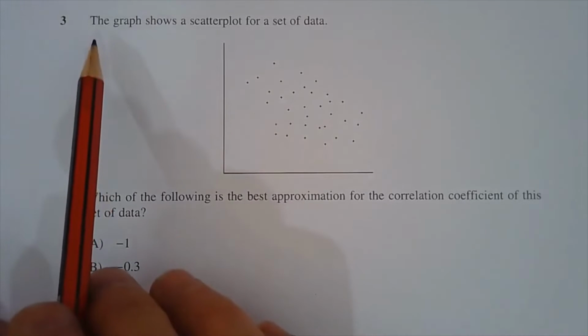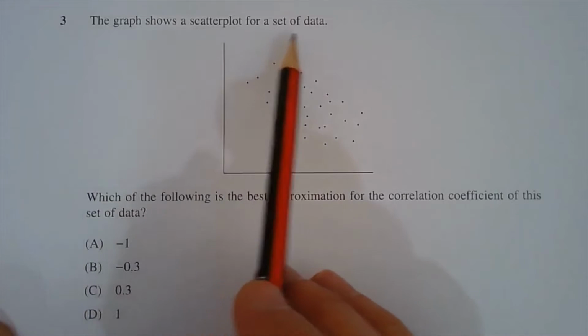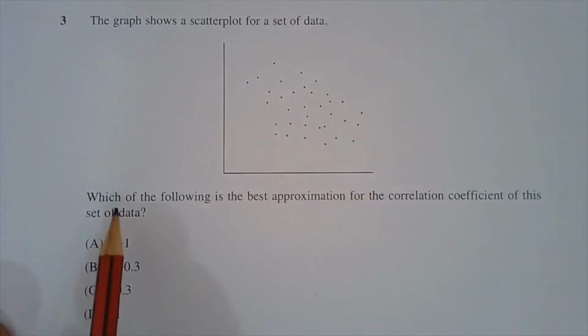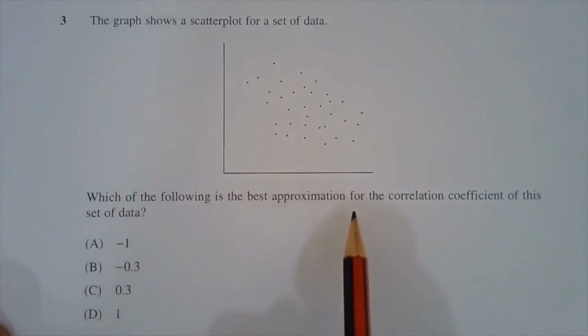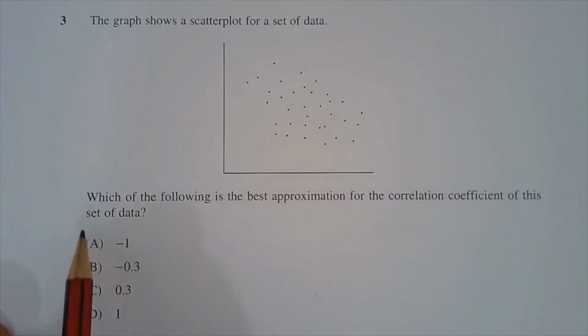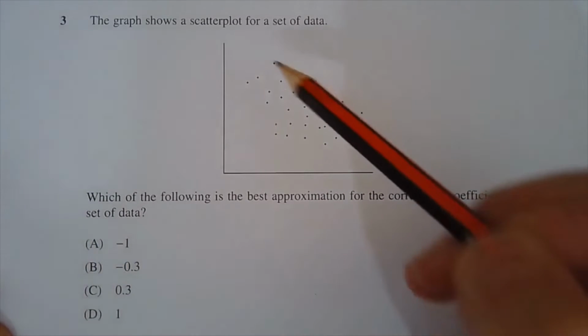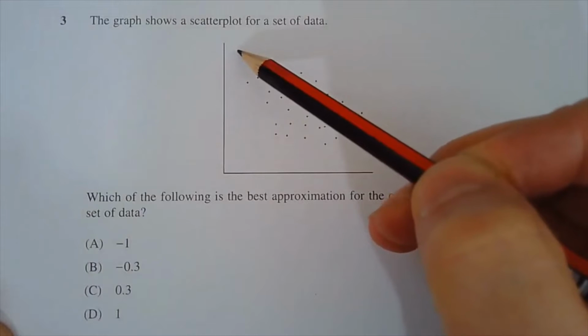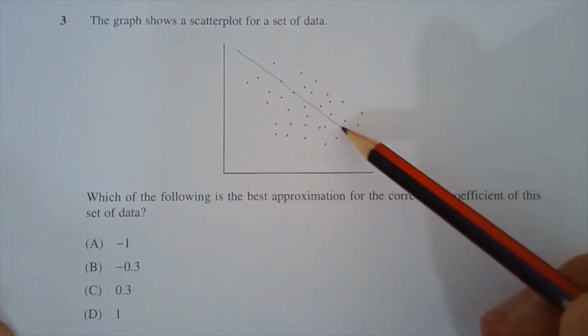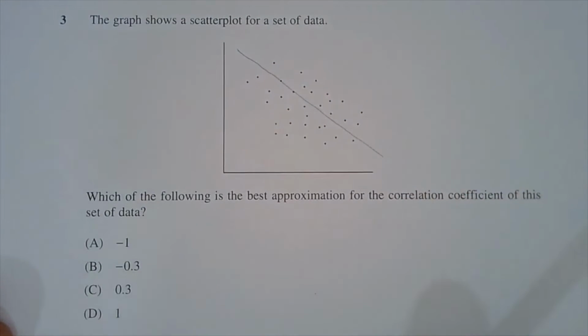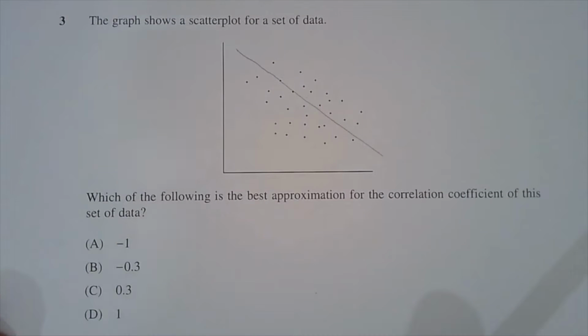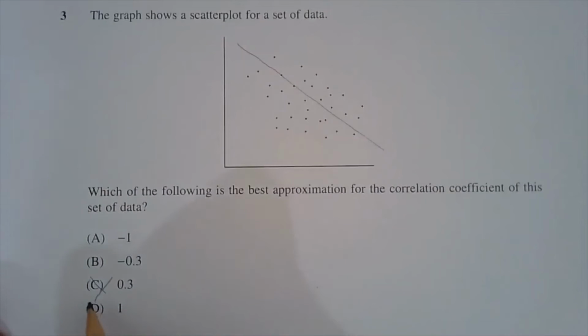Question 3. The graph shows a scatter plot for a set of data. Which of the following is the best approximation for the correlation coefficient of this set of data? Now, if we just draw a line that roughly represents the trend of the scatter plot, we can see it's a sort of downhill, a negative gradient, which means a negative correlation coefficient. So it certainly can't be option C. It can't be option D since they're both positive.